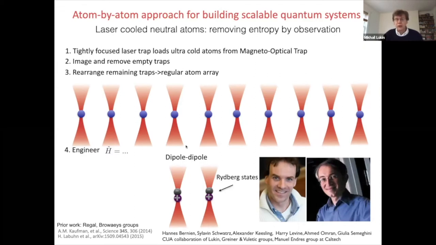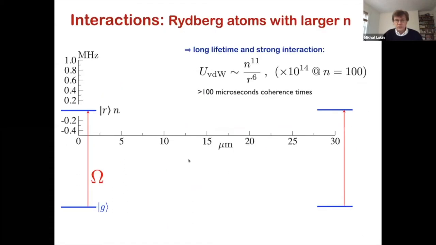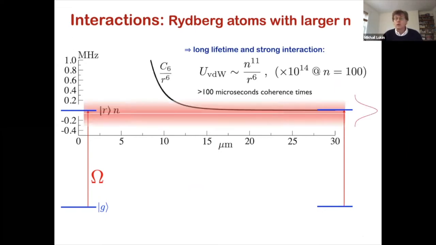So basically, this is the approach which we have been pursuing for now a few years in collaboration with my colleagues, Markus Greiner and Vladan Vuletic at Harvard and MIT Center for Ultra-Cold Atoms. The specific approach we use to engineer interactions is by exciting atoms in the Rydberg state, where the size of the atom, of the electron cloud, increases literally by several orders of magnitude. And as a result, the interactions increase also by many orders of magnitude, by 14 orders of magnitude, for example, if we put the atoms in a state with n equals 100.